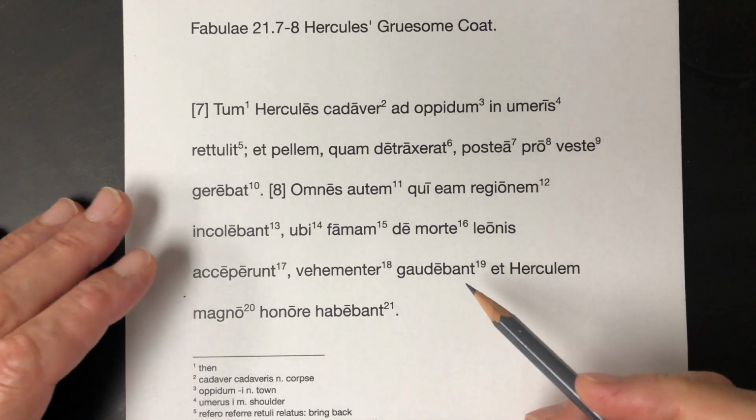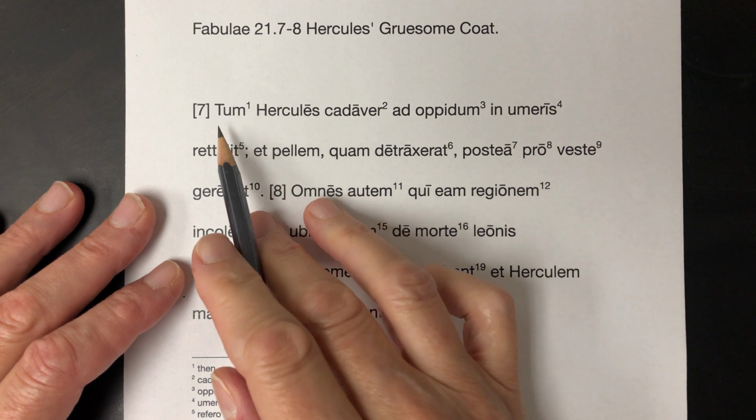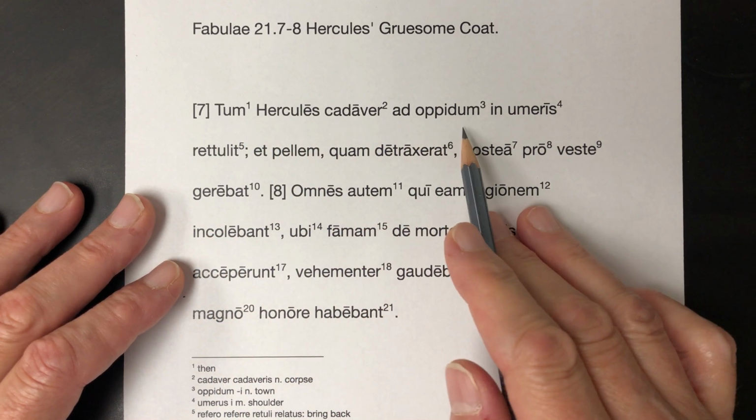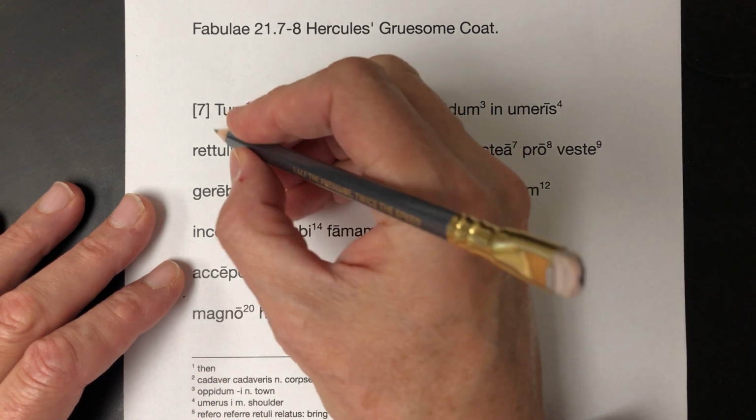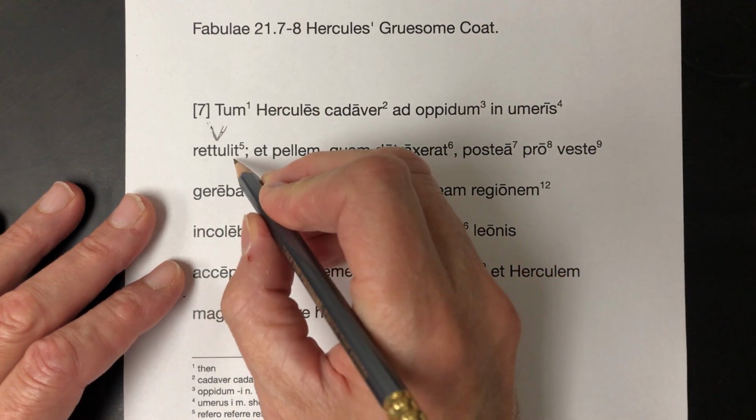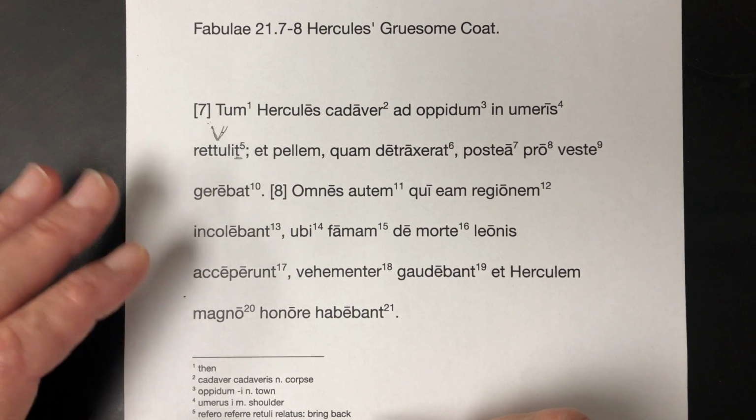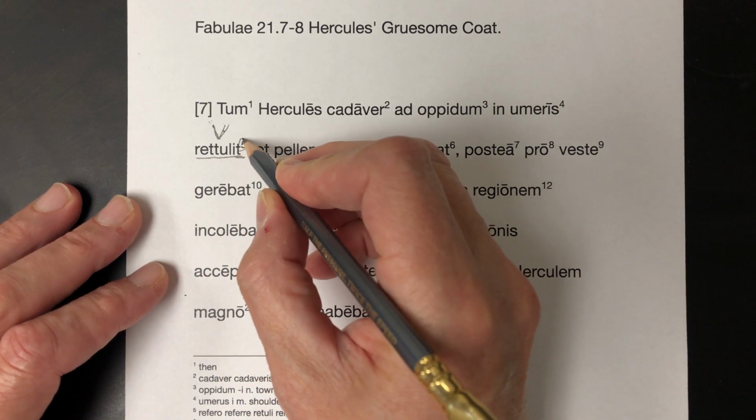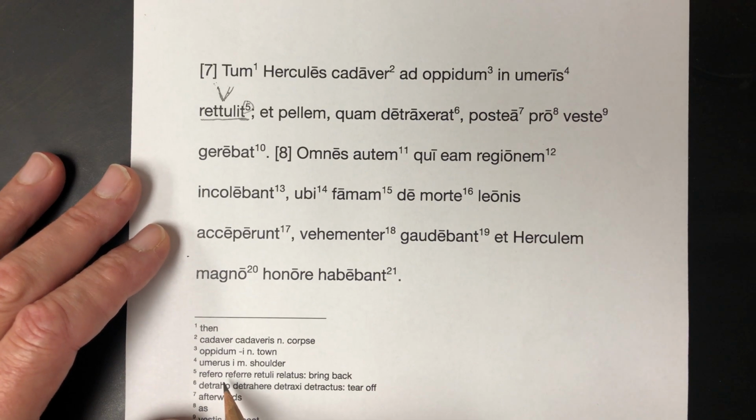Fabulae 21, 7-8. Hercules' gruesome coat. Tum Hercules cadaver ad oppidum in humeris retulit. Okay, verb at the end, as always. So I'm looking for a singular subject because I've got a third person singular there. And this verb is a killer. Retulit. If you look at the footnote on this, number 5, you can't really see that probably.